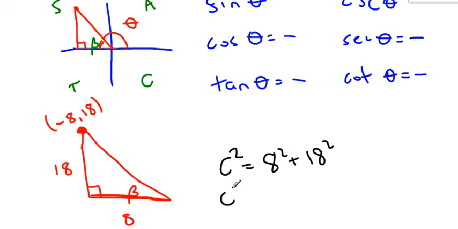So let's see what we get. C squared equals 64 plus, oh, calculator. So we're just using the Pythagorean theorem. And again, please don't turn things into decimals. We want exact answers as much as possible. So 64 plus 324.